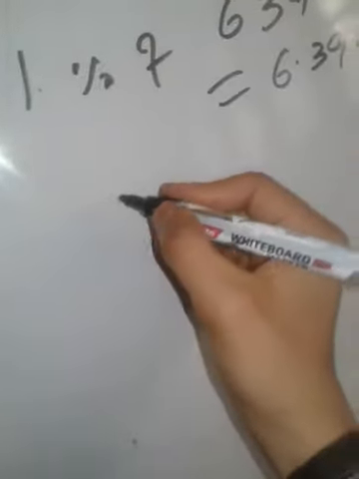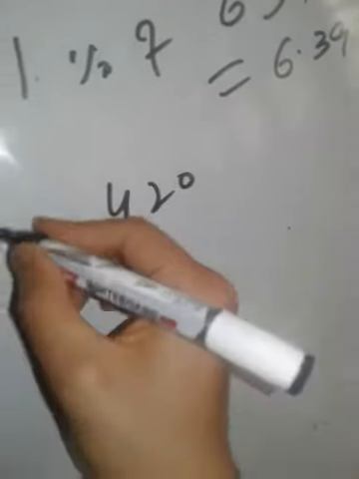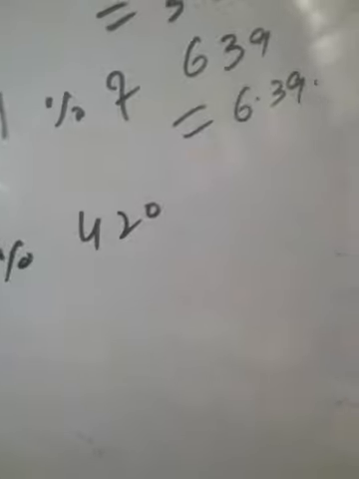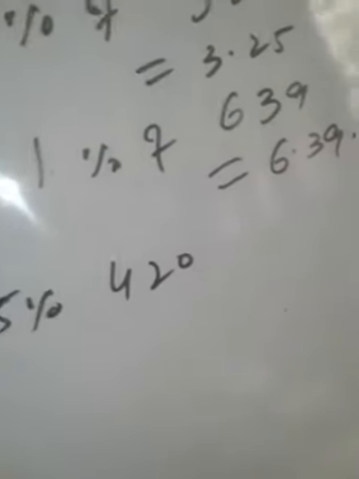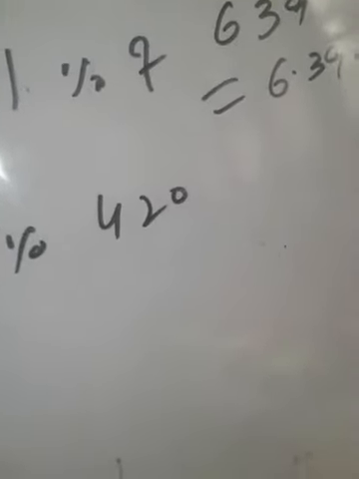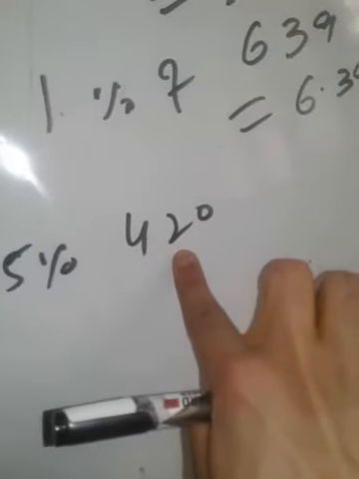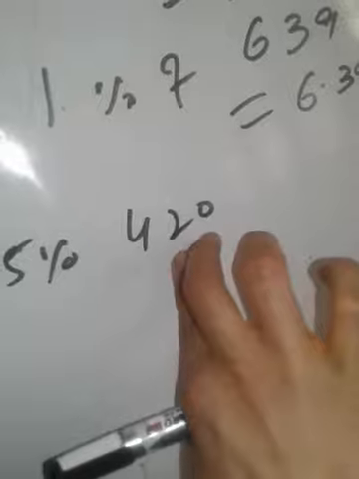Suppose you were asked to find 5% of 420. 5% is half of 10%. What is 10%? Without pen and paper, what is 10%? It is 42, decimal after one digit. What is 5%? It is half of 10%.